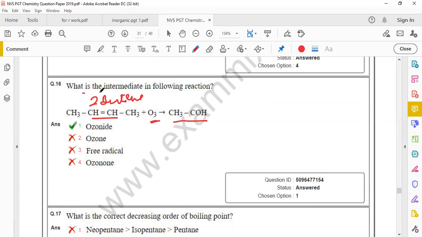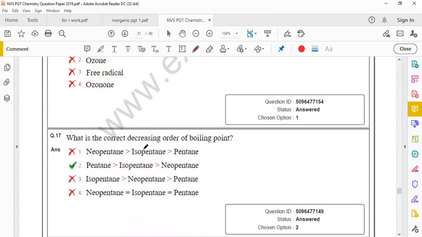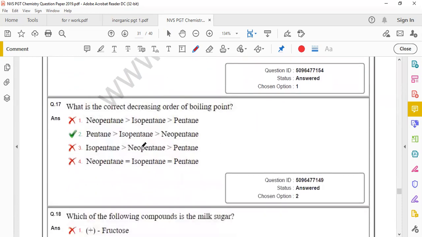Here they ask what is the intermediate. The name of the intermediate compound will be ozonide. The ozone will be attached over here and ozonide will be formed, and then later on it will be changed into acetaldehyde. Next question is what is the correct decreasing order of boiling point?